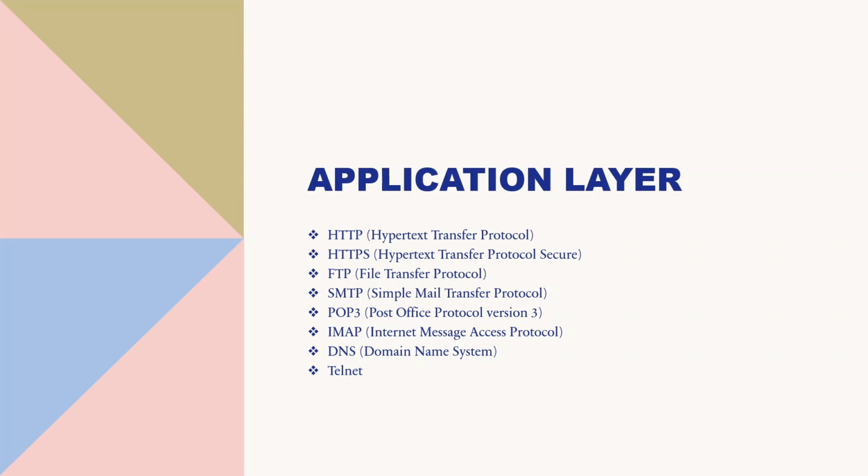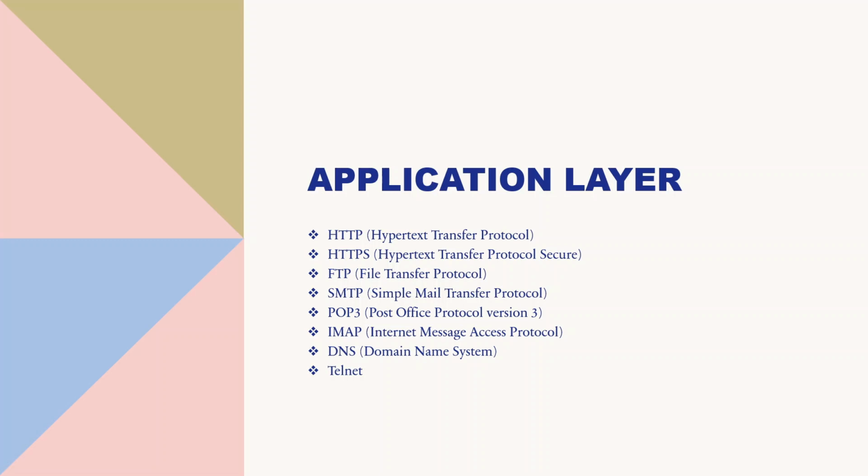Post Office Protocol version 3, or POP3. This protocol is used for retrieving email messages from a mail server and is responsible for the transfer of email messages. The default port number is 110. IMAP, Internet Message Access Protocol. This is used for accessing email messages stored on a mail server and is responsible for transfer of email messages. The default port number is 143.